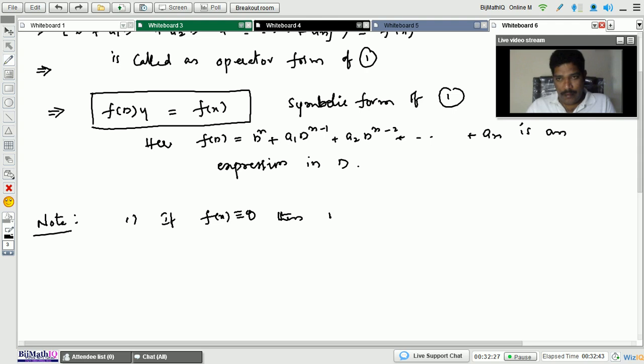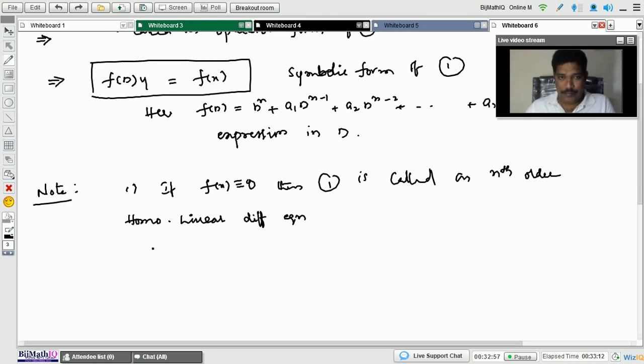then 1 is called an nth order homogeneous linear differential equation.